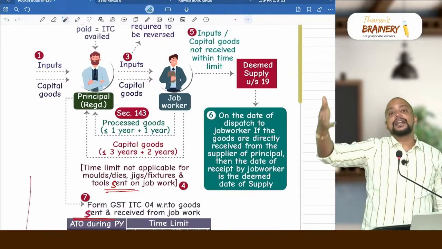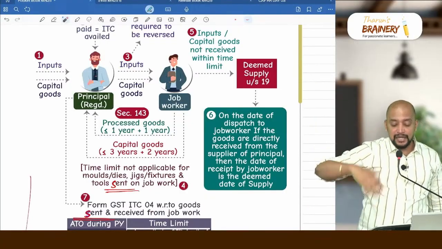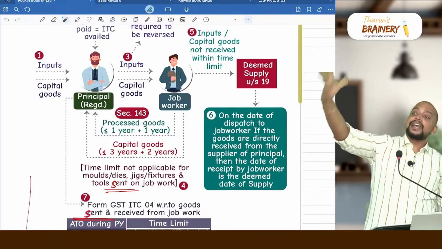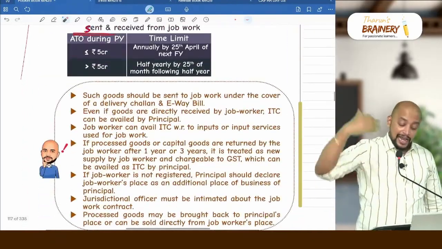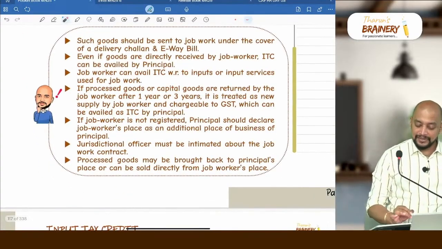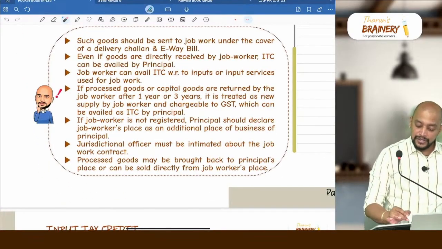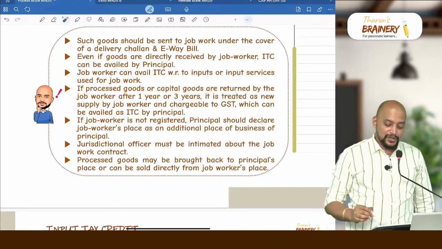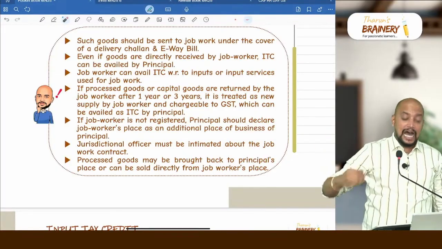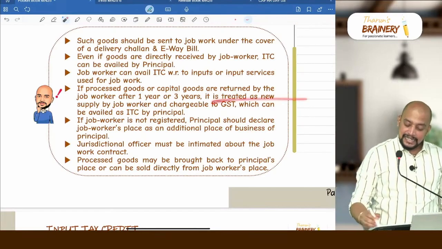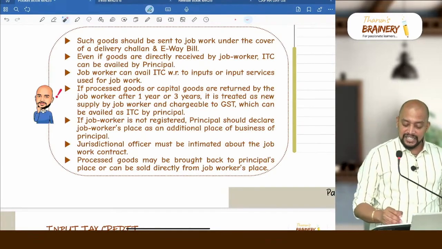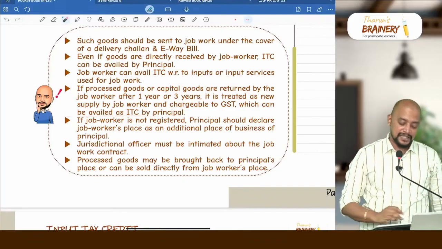Now after 1 year or 3 years, as the case may be, the job worker will return. At that time it is treated as a new sale made by the job worker. Again the job worker should pay GST on that. Okay, so they were smoking something writing this provision. So if processed goods or capital goods are returned by the job worker after 1 year or 3 years, it is treated as a new supply by the job worker and chargeable to GST, which can be availed as ITC by the principal.